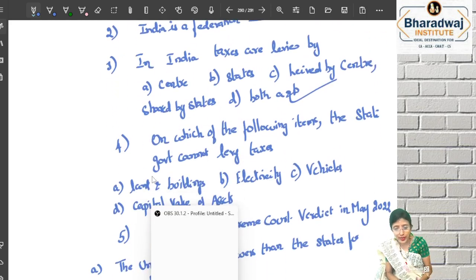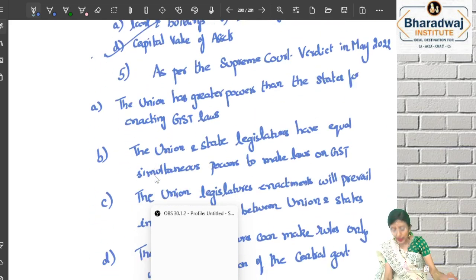On which of the following items the state government cannot levy taxes? Capital value of assets. Correct. Then, as per the Supreme Court verdict, were you able to try that? States have equal... Option C, option B. Others? Option B is the correct answer.